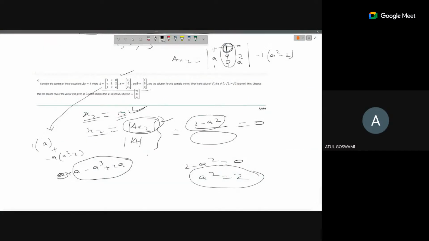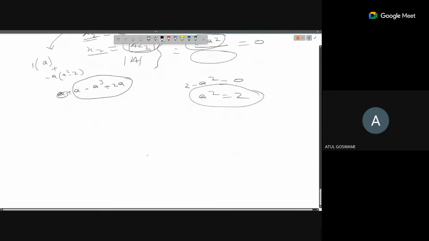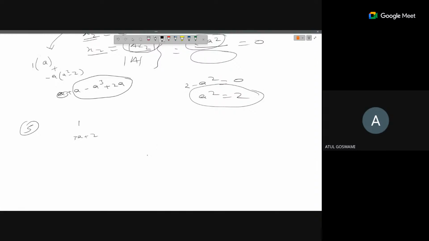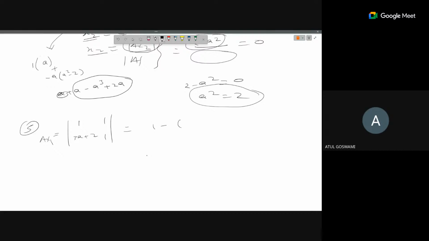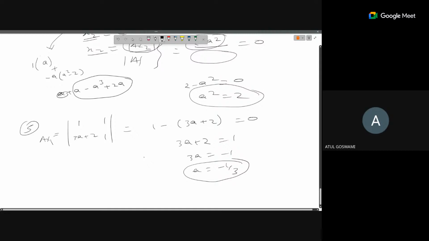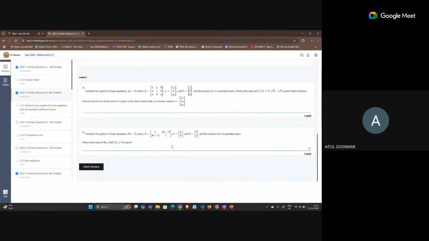1, 3a plus 2, and then what is b? 1, 1. What is the determinant of this? This is Ax2. The determinant of this is 1 minus 3a plus 2, and this should be equal to 0, right? So that means 3a plus 2 should be equal to 1, 3a should be equal to minus 1, a should be equal to minus 1 by 3. It is asked 3a only, right? So it is minus 1.